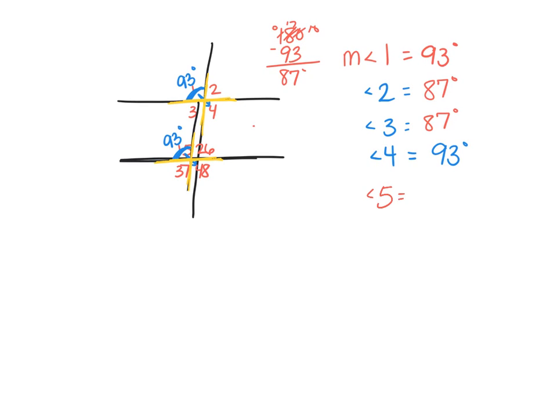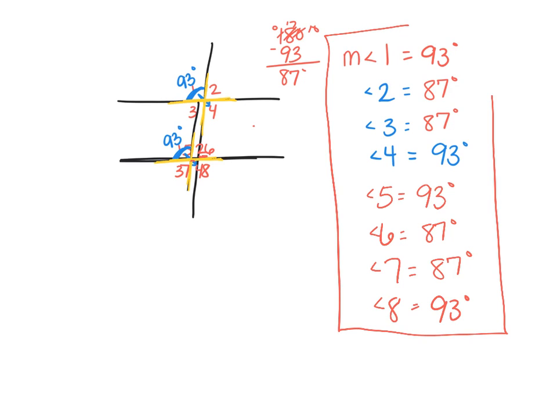So angle 5 is going to be the same as 1, it's 93 degrees. Okay, and angles 2 and 6 are the same. So since 2 is 87, 6 will be 87. And angles 3 and 7 are in the same spot, so those will be the same. And then 4 and 8 are going to be the same. Notice how you really only have two answers, 93 degrees and 87 degrees. But by only giving you one angle, you are able to figure out all of the other 7 angles pretty easily.